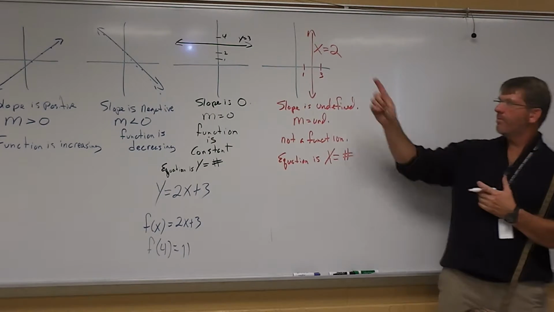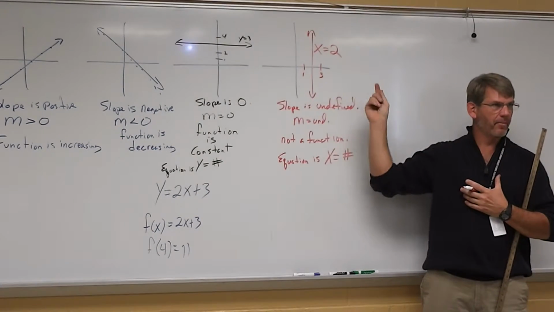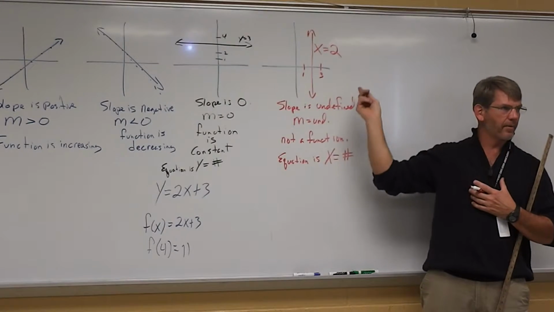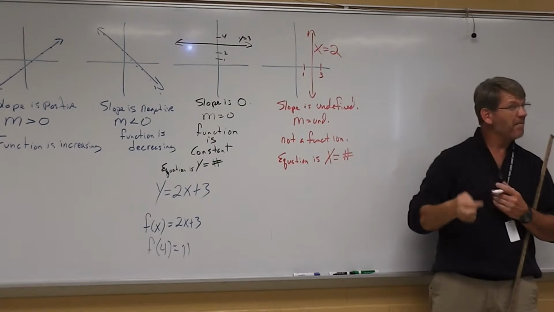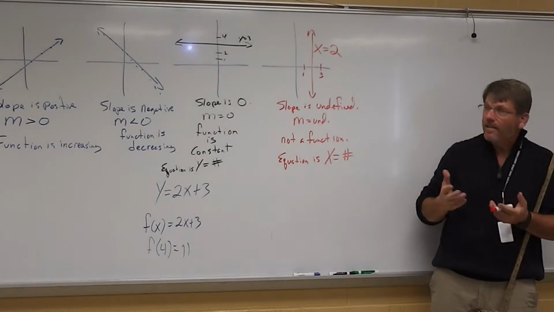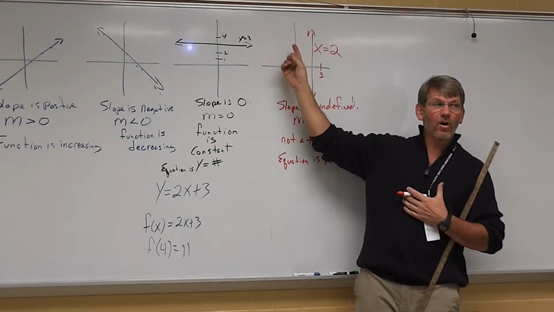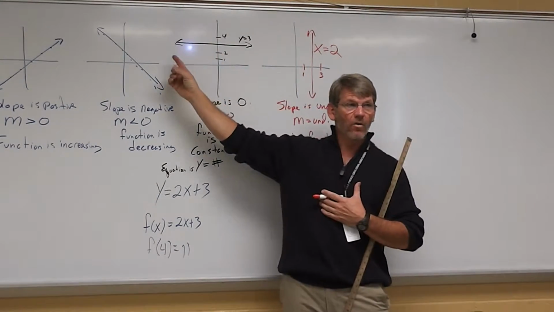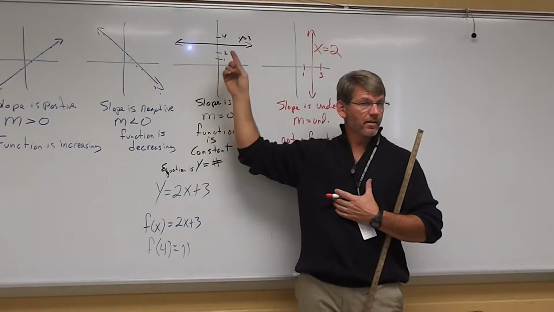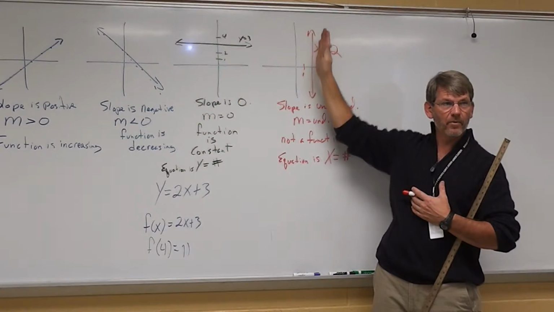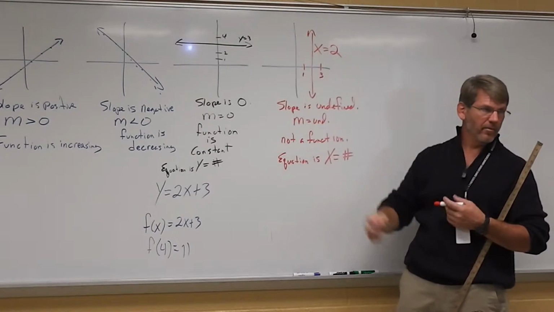For some reason, students mix up these two all the time. They want to put x equals for the horizontals and y equals for the verticals. If you really stop and think about it, here, y is always the same coordinate. It's always y equals whatever that number is. Here, x is always the same coordinate. X equals whatever that number is.